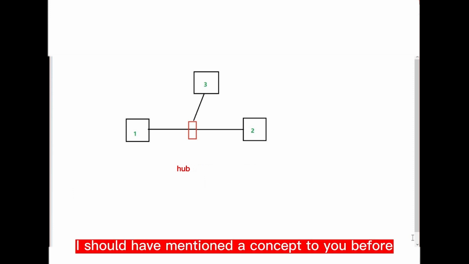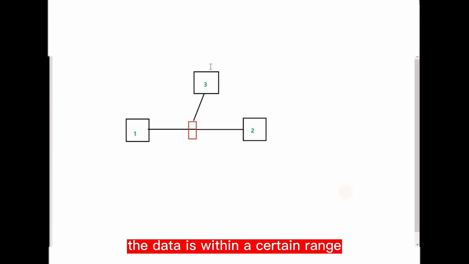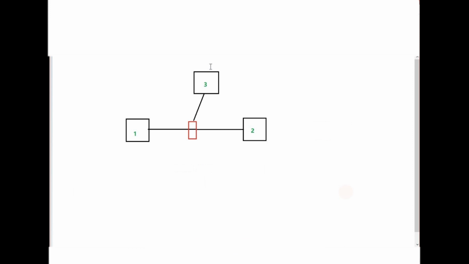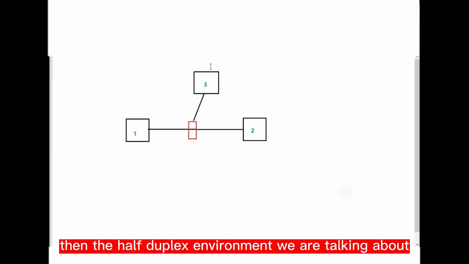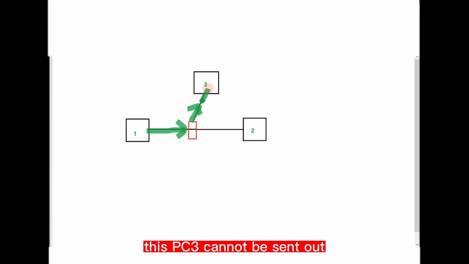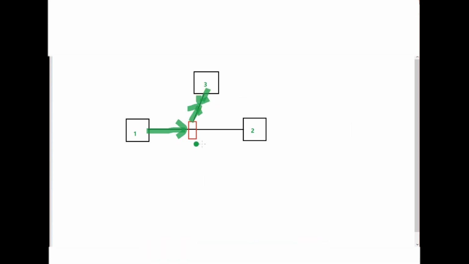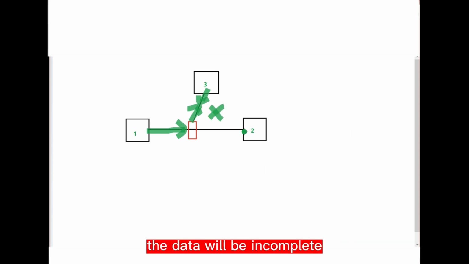I should have mentioned a concept to you before: collision domain. The data is within a certain range, and if in the process of sending, data collides, this is called a collision domain. Then the half-duplex environment we are talking about is a typical collision domain. Now PC1 sends data. In the process of sending, this PC3 cannot send. Otherwise it is in a collision domain, and the data will be incomplete.